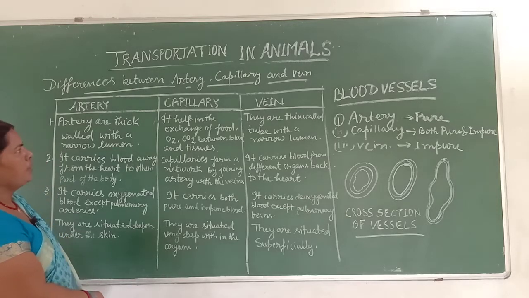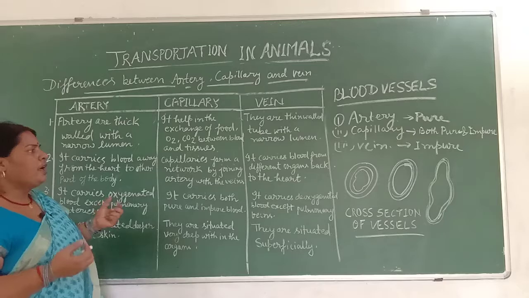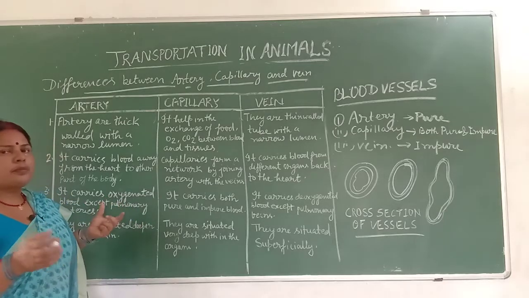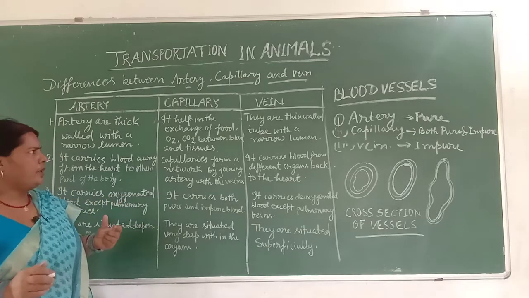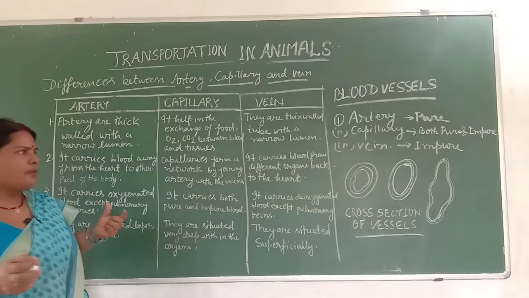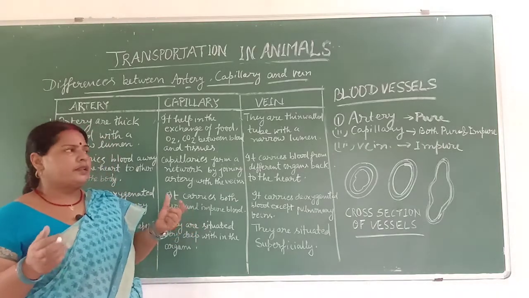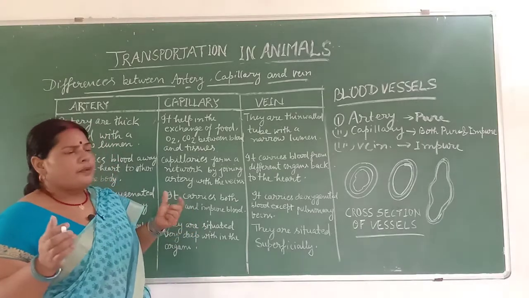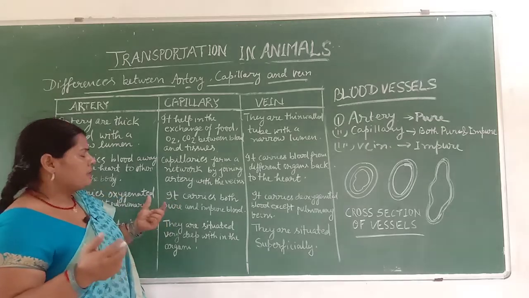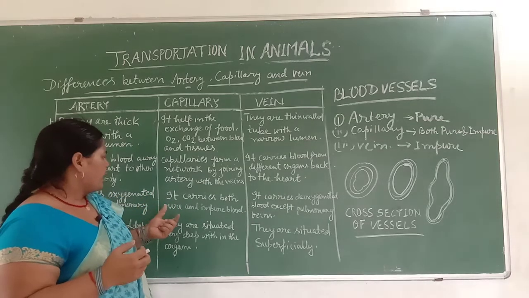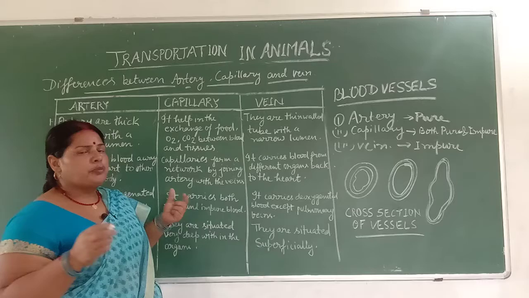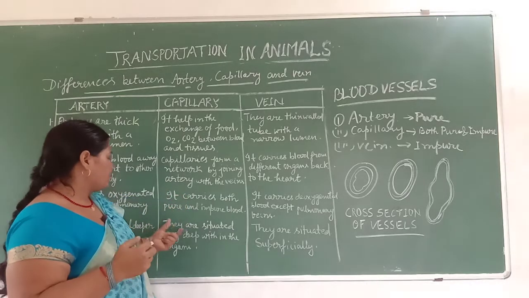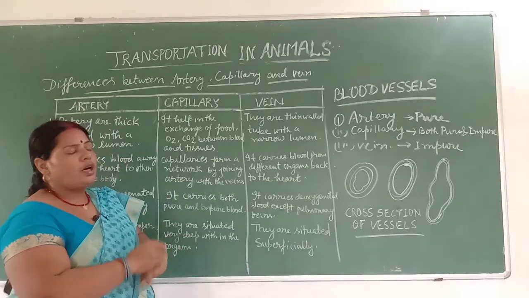After that, you learn the capillary. What is capillary? Capillaries form a network by joining the artery and the vein. It helps in the exchange of oxygen, carbon dioxide and other food from one part to another part of the tissues. And third, they carry both pure and impure blood. And fourth, they are situated very deep within the organs.